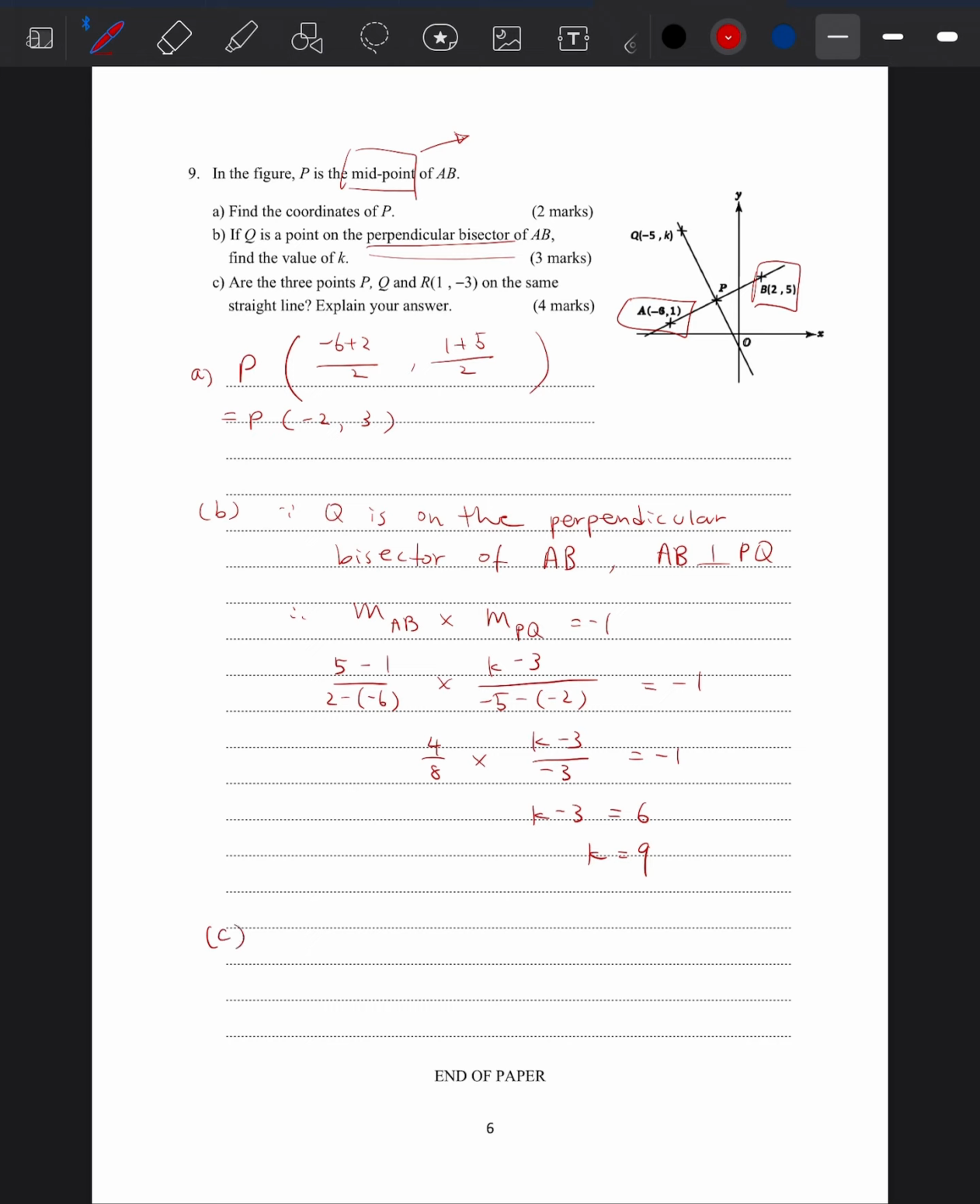And for the last part, part C, it says, are these 3 points on the same straight line? Explain your answer. So the slope of PQ, because when they're asking about the same straight line, if the points are on the same line, then your slope should be the same. So therefore, we just have to find the slope of 2 pairs of points. It can be PQ, PR, or QR. So either of those, you find the slope of 2 of them. Then if they are the same, you can tell that they are on the same straight line.